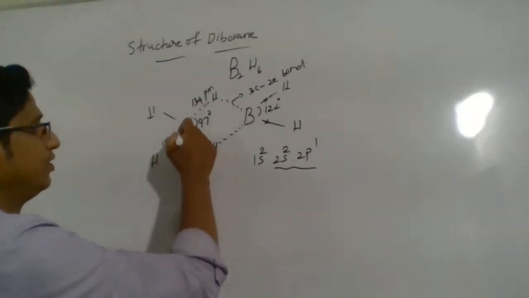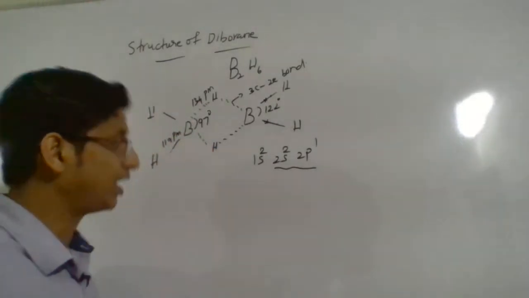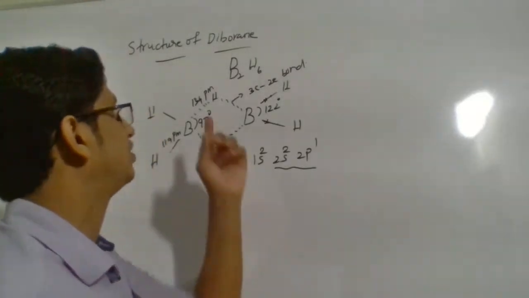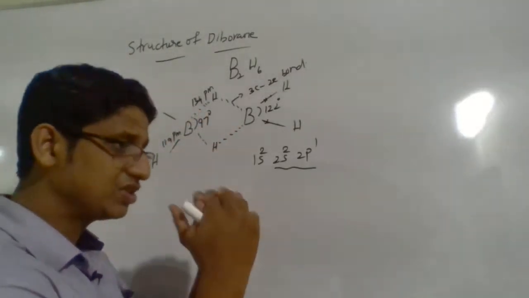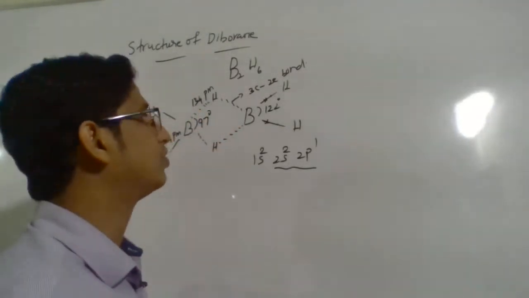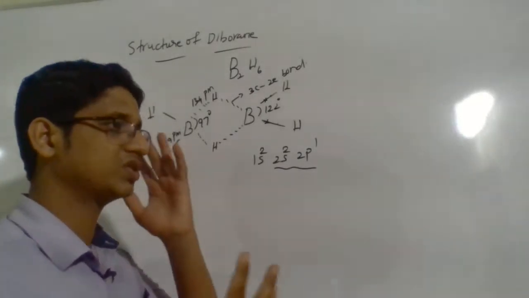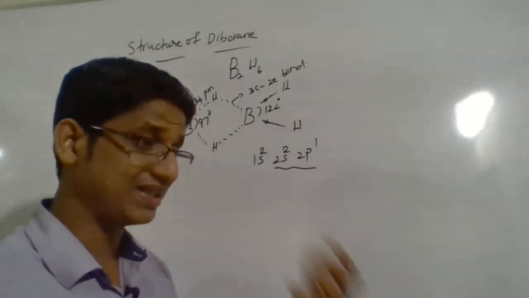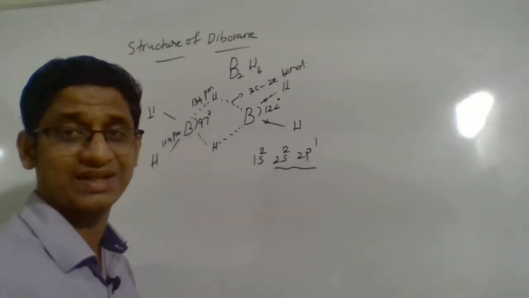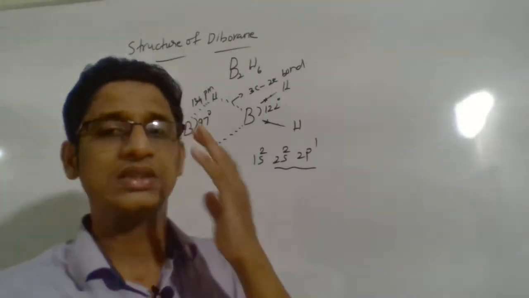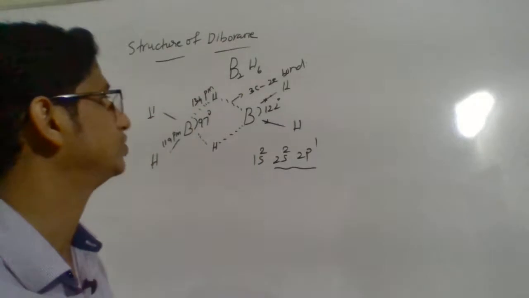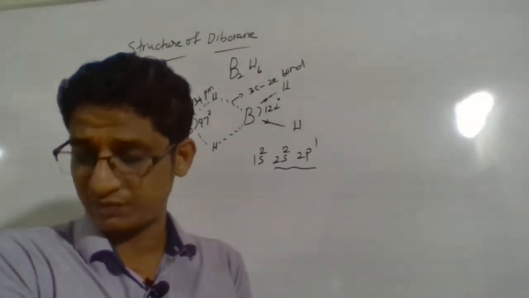So this is the way the bond length is different, and the bond strength is also different, because in the bridge bond sufficient electrons are not available. That is why most boron compounds are electron deficient compounds, so they can act as a Lewis acid because they can accept lone pairs of electrons. So this is the basic structure of diborane.